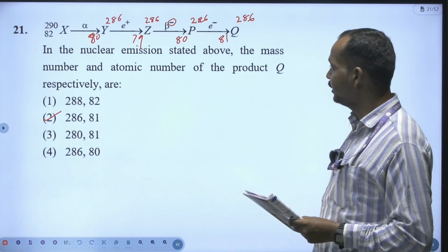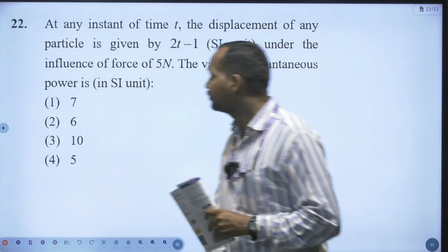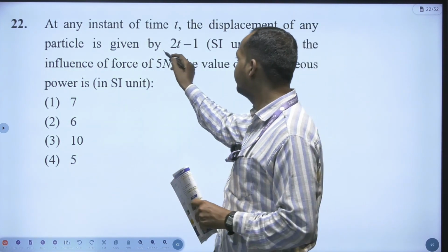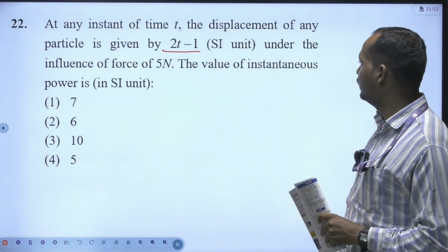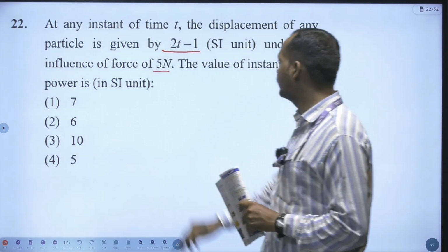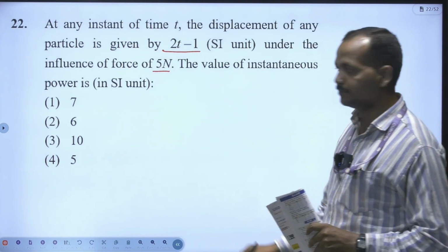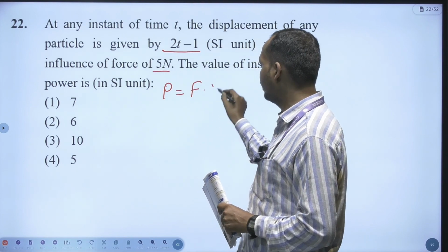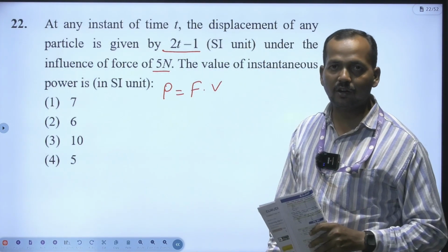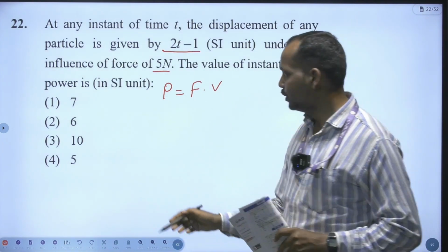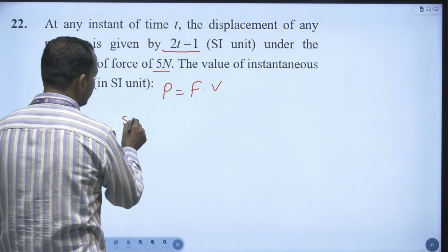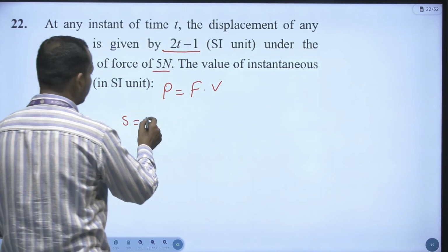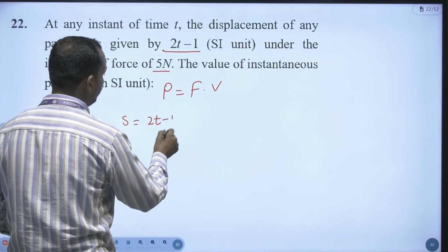Question number 22. In this question, they have given the displacement of the particle as 2t minus 1 under the influence of a force of 5 Newton. They are asking for the value of instantaneous power. So power is equal to force into velocity. Here they have not given the velocity, but they have given the displacement. So what is displacement here? If S is the displacement, then S is equal to 2t minus 1.